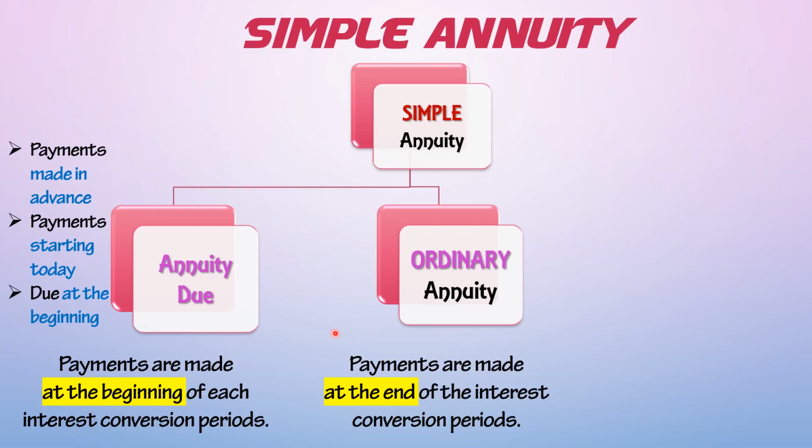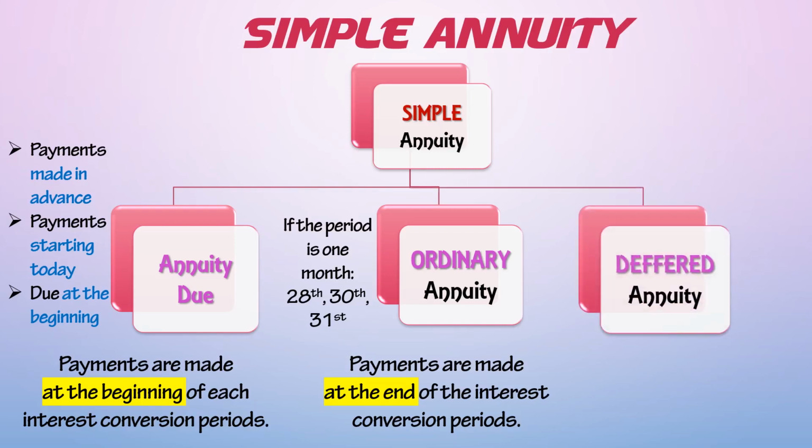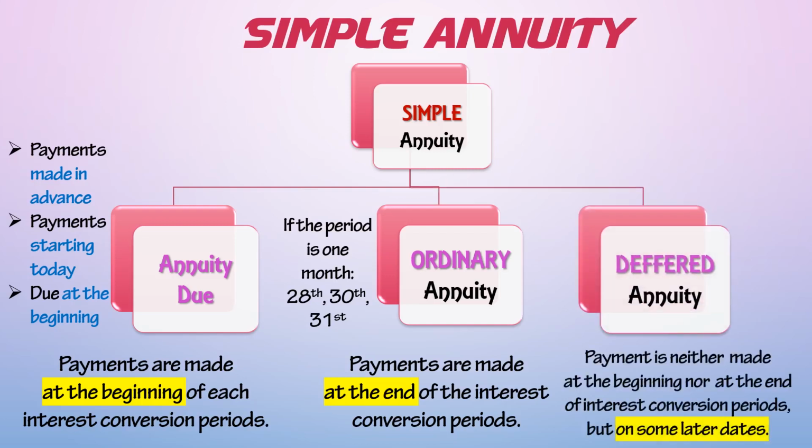An example of this is a mortgage. Okay? If the period cycle is monthly or 1 month, you can receive it whether on the 28th, on the 30th, or on the 31st. And the last one we have is deferred annuity. Here, payments are neither made at the beginning nor at the end of the interest conversion period, but on some later date. So, also, an example of this is the pension.